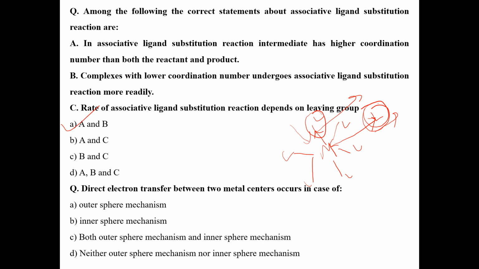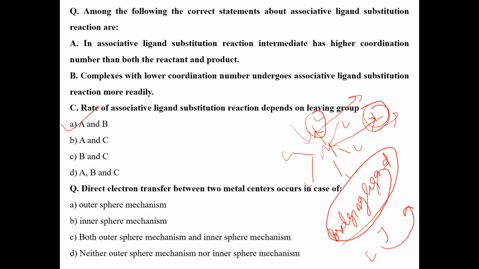Direct electron transfer between two metal centers occurs in the case of: outer sphere mechanism, inner sphere mechanism, or both? Outer sphere. Because in inner sphere mechanism you need a bridging ligand like halides. In outer sphere mechanism there can be direct electron transfer, so there is no intermediate formation as in the case of inner sphere mechanism, which must contain the bridging ligand.